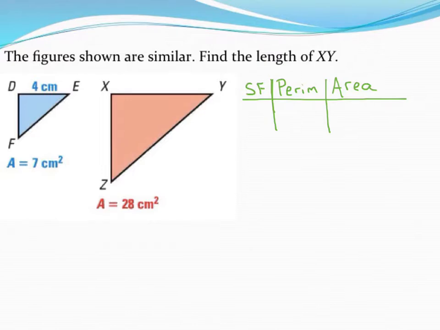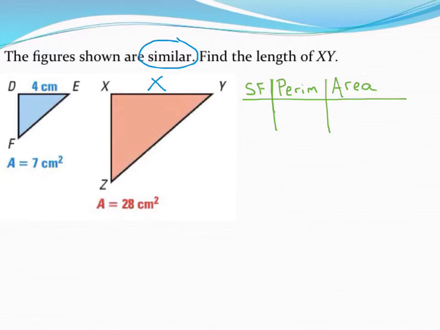Once again, we're given two similar figures. We don't need to prove that. The problem tells us they're similar. So I'm going to start with the chart. Even though they asked me to find the length of this side right here, which I'll just call x, I'm not going to jump right to that. I'm going to start with the chart. Always begin there, even if they don't ask for it.